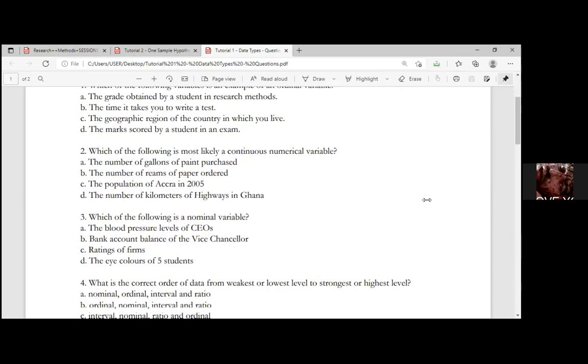Yes, who will help us? Who is ready to help us? The blood pressure levels of CEOs. What type of data is it? And the level of measurement. Yes, Anita. Hello, sir. Yeah, you are on the floor. Please, SD. The blood pressure levels of CEOs. Tell me the type of data and the level of measurement.